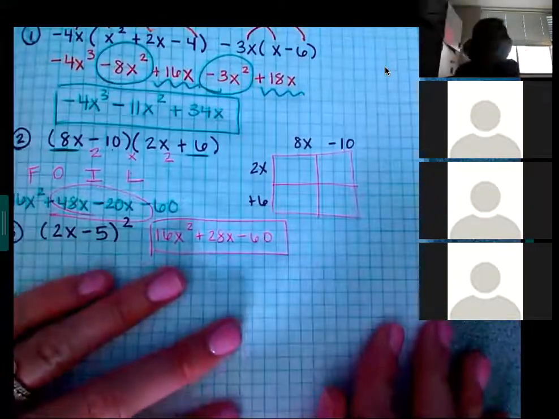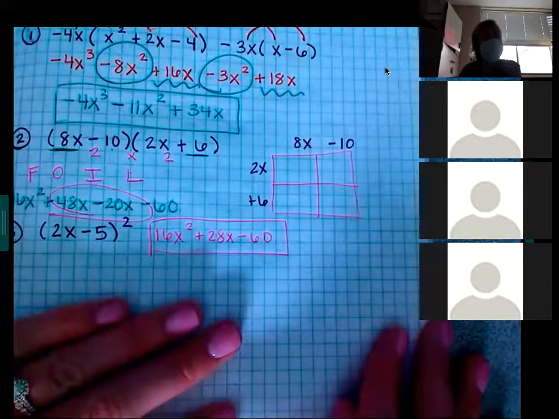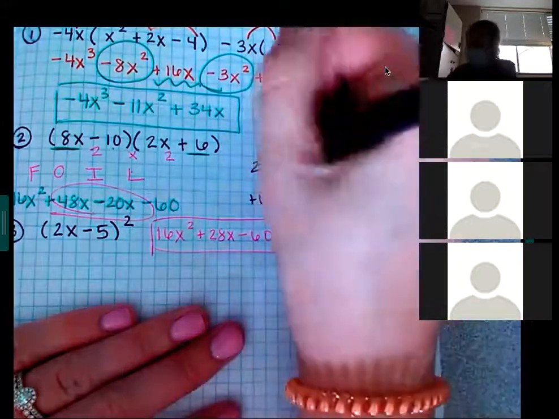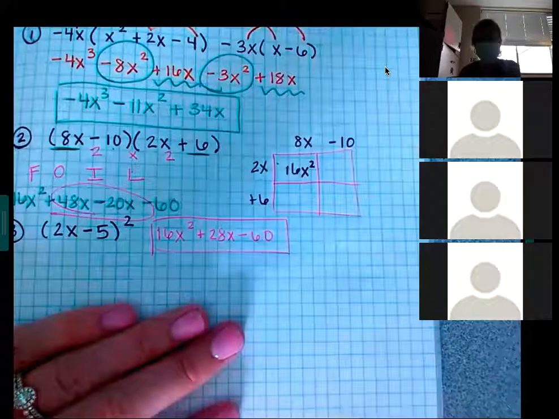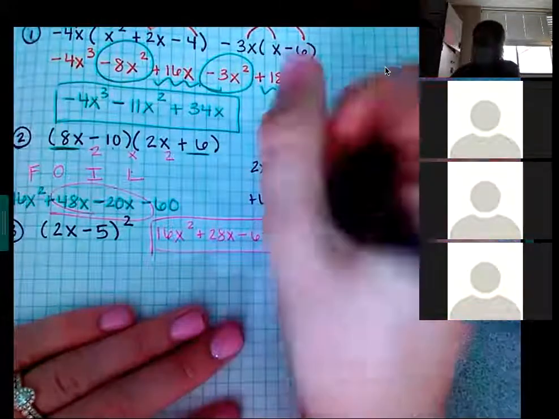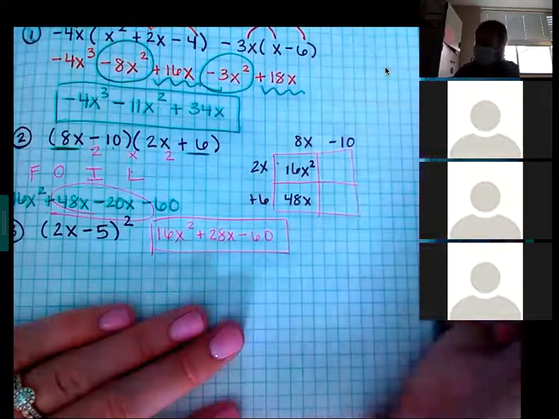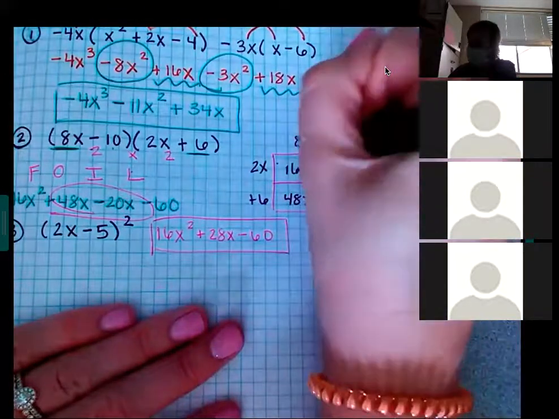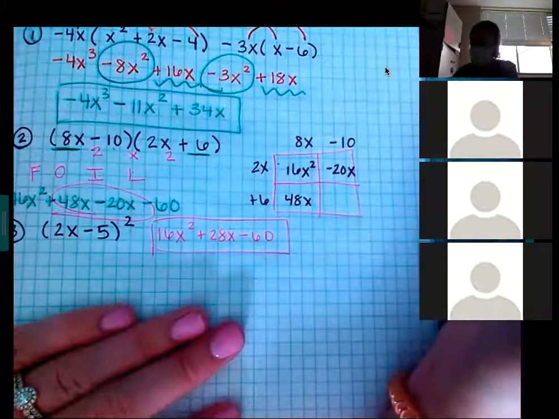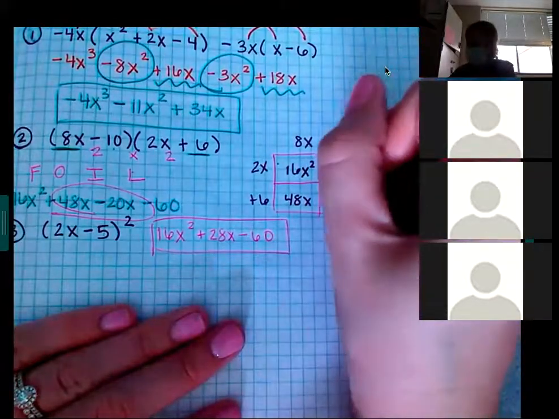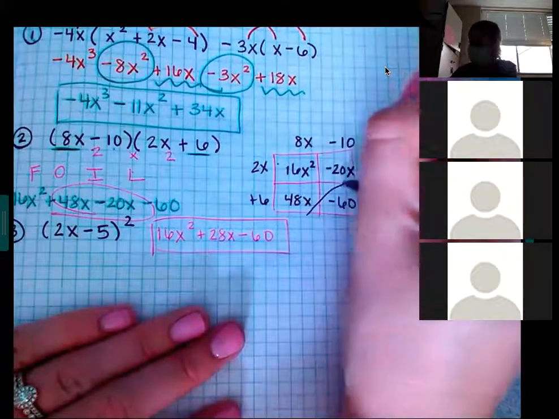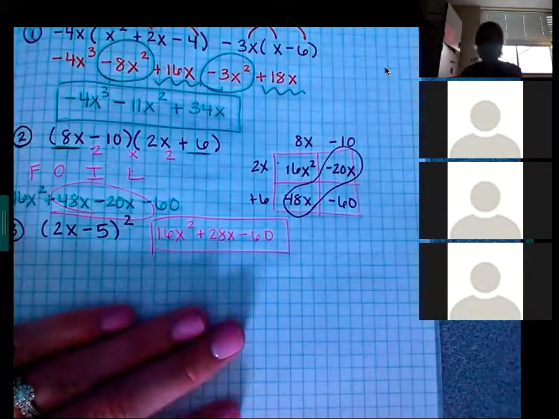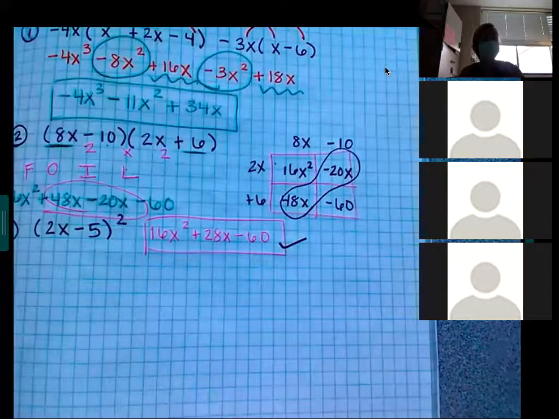If you're doing a box, you just multiply in the overlapping sections. You do it the same way. So 8x times 2x is 16x squared. 8x times 6, that would be 48x. 2x times negative 10 would be negative 20x. And 6 times negative 10 would be negative 60. So then same thing, you can combine those x's. And 48 minus 20 is still 28.